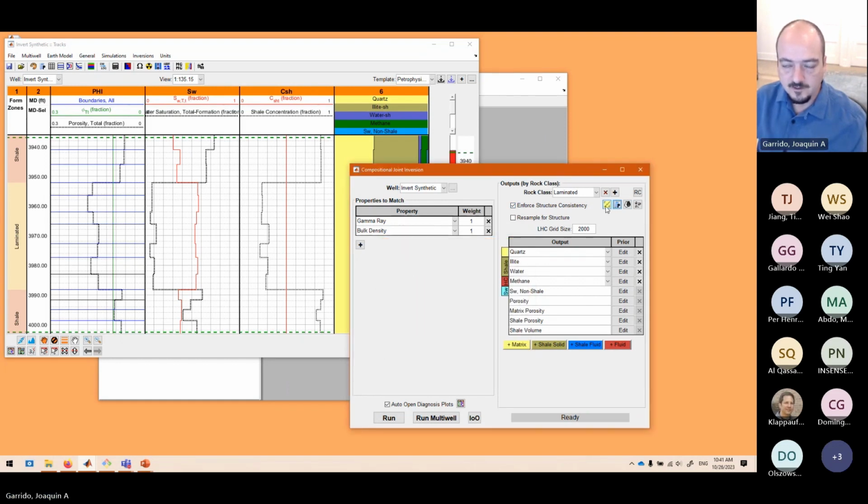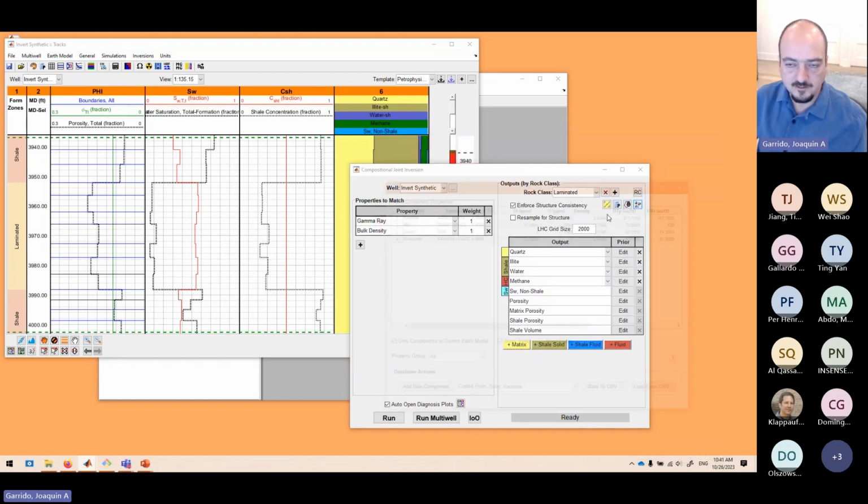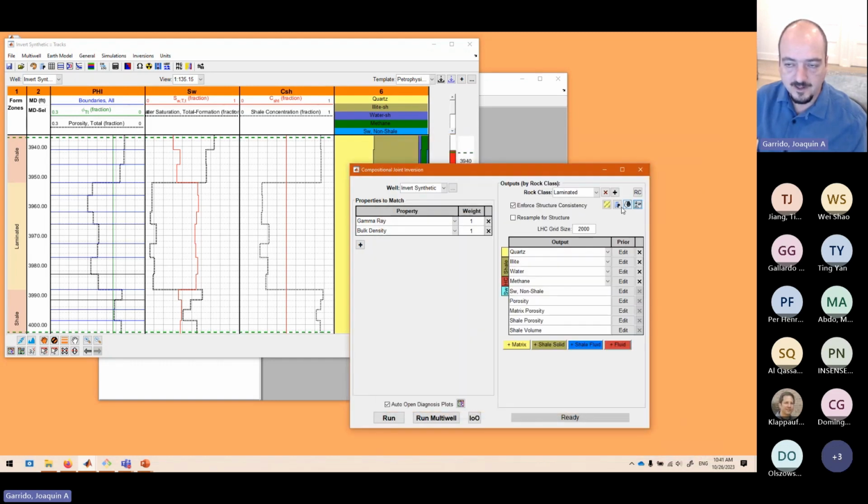So the enforce structure, the Petrophysical calculator, these are the databases that I showed you in the slide. This is one way of accessing them. There's many ways. And then you can choose to resample or not for structure. And this is the size of the Latin hypercube sampling grid. 2000 is a good start. It's a good number. You can make it larger or smaller.